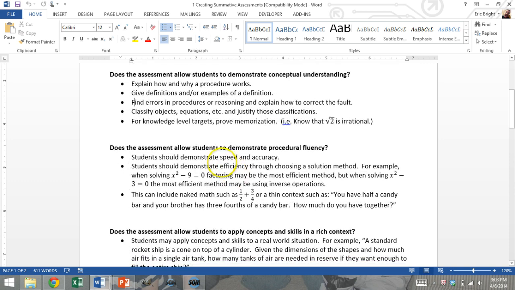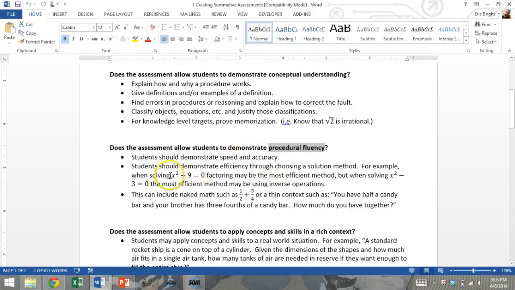Does it allow students to demonstrate procedural fluency when needed? Students should demonstrate speed and accuracy. Now, we're not saying they have to be mega speedsters at math, but we are saying it does have to be fluent. Procedural fluency. This needs to be something where they don't have to second guess themselves. Instead of second guessing, it has become second nature to them, so that they ought to just be able to flow through this procedure.